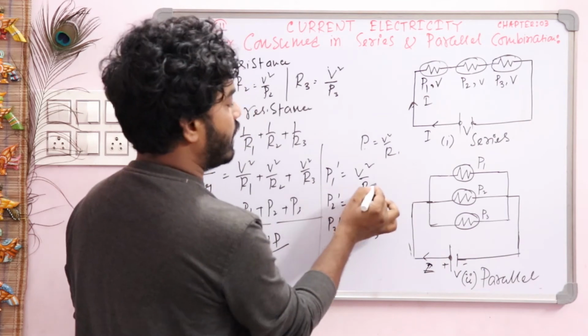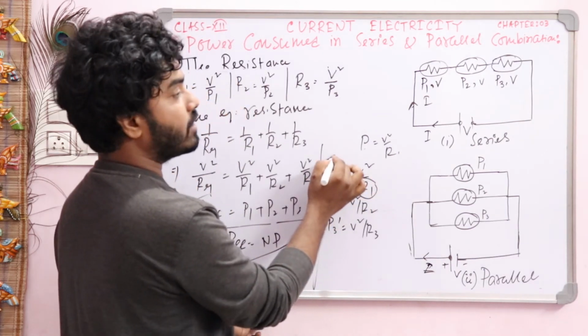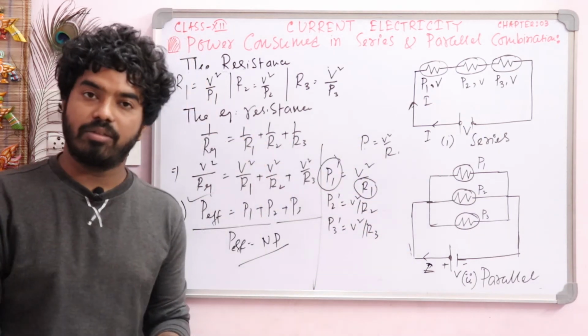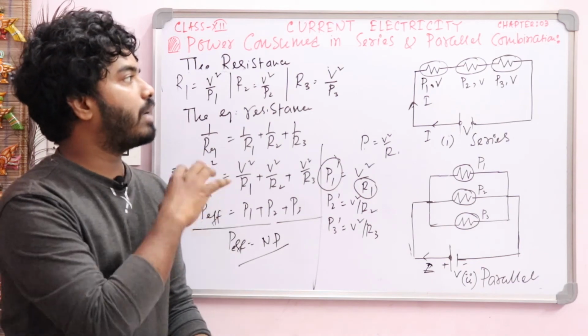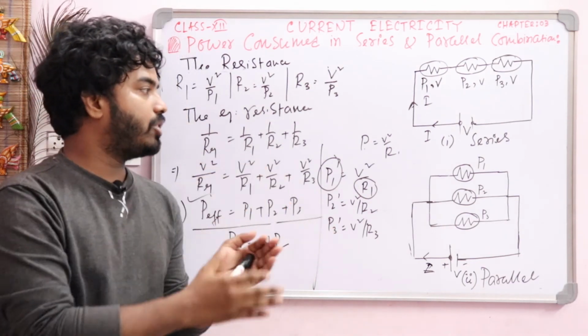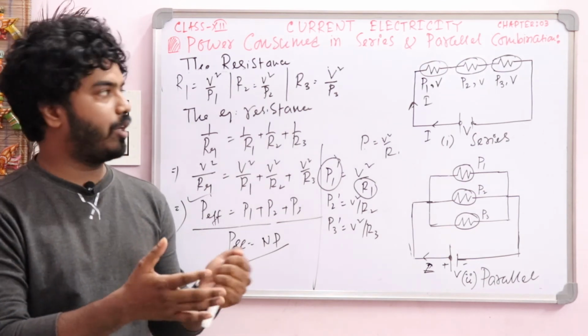You just check here, the less resistance will have more brightness, and more resistance will have less brightness. Okay, so this is our series and parallel combination, and with the help of these equations we will solve 2 or 3 important numericals, students.